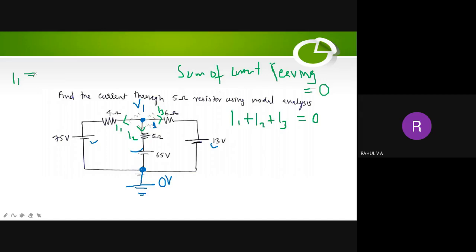So, find out the potential difference across 4 ohm. It is nothing but V1 minus 75. There is a potential difference across the 4 ohm resistor. So the potential difference across the 4 ohm resistor divided by the resistance value is the current. So I1 is (V1 minus 75) divided by 4 ohm.